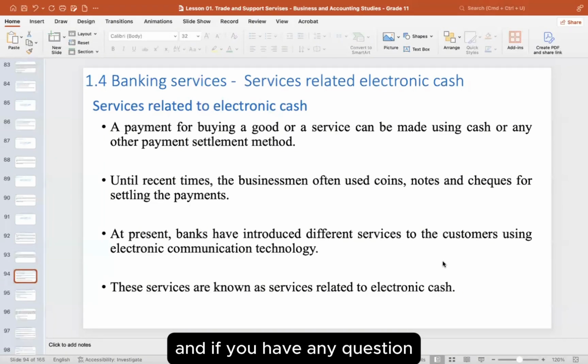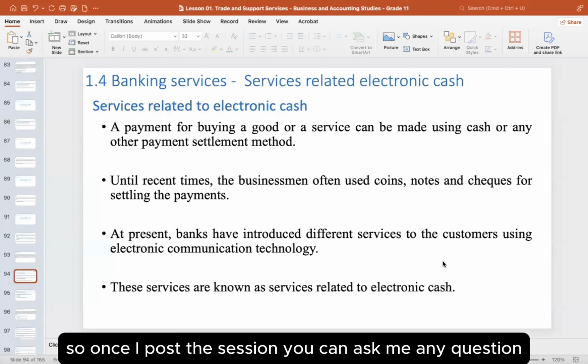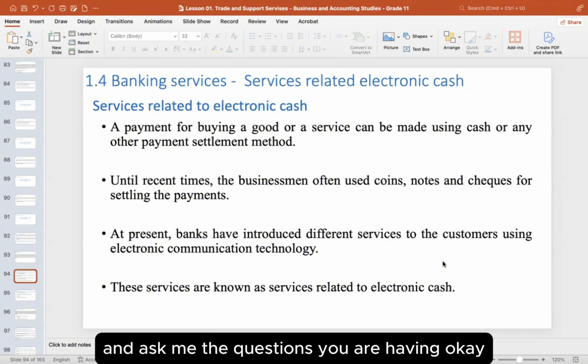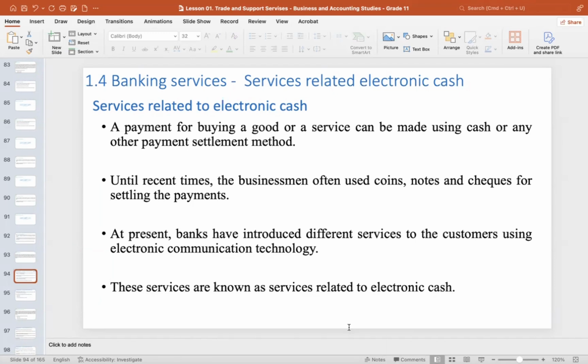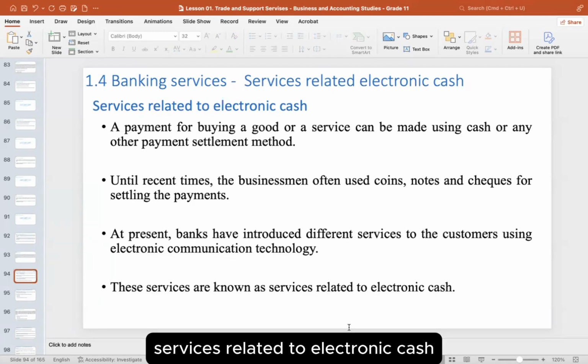If you have any questions, once I post the session, you can ask me. Just keep a note of it and ask me the questions you are having. Since we have a small number of students, you are always encouraged to ask questions, nothing to think about that. Services related to electronic cash.